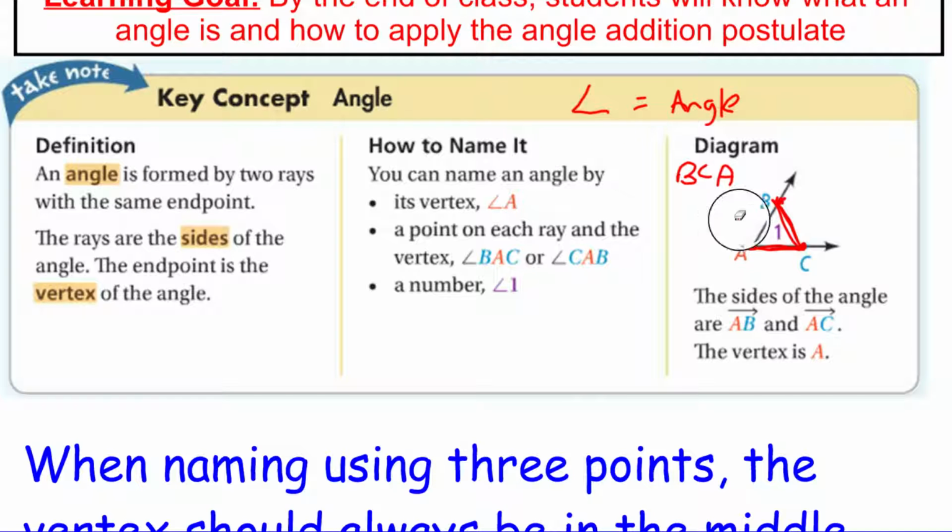So make sure that when you name using 3 letters, the vertex is the one in the middle of those 3 letters, but the other 2 can be wherever you want. The third possibility is maybe I didn't use any points at all, and I just gave you an angle that looked like this.